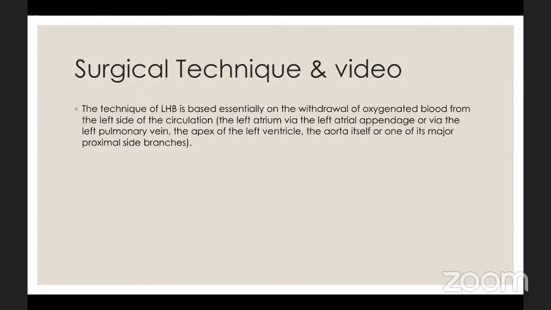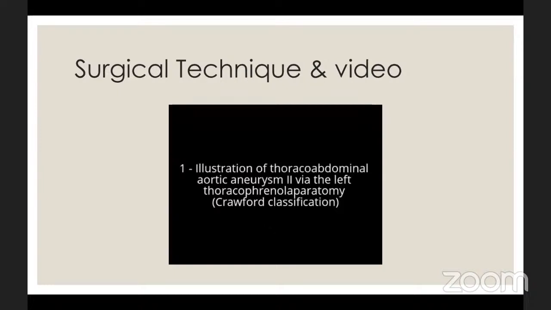the left heart circulation, either from the left atrium, via the left atrial appendage or the left pulmonary veins, or the apex of the left ventricle, or the aorta itself, or one of the major proximal arch branches. Here the videos show the mechanism of cannulation for the left heart bypass.